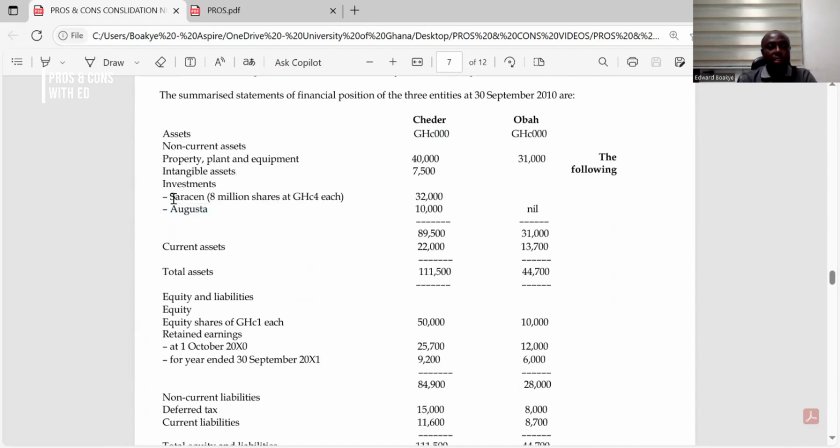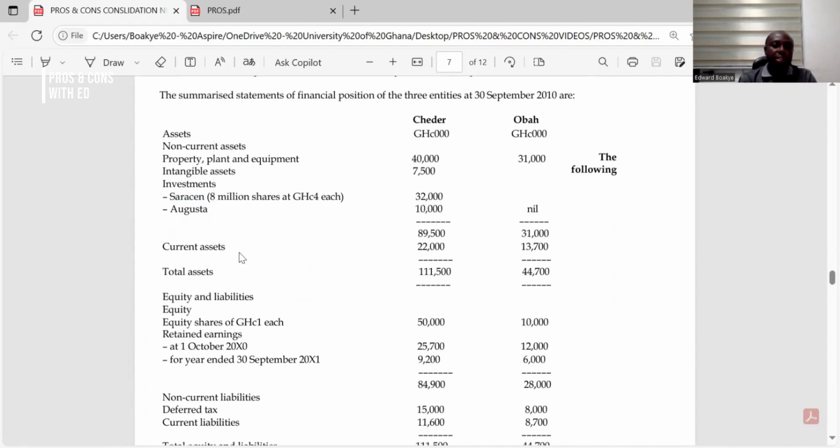So if you look at the financial statement, it means Cheddar purchased what? 8 million shares in Oba. Sorry, this is supposed to be Oba. So Cheddar purchased Oba and also purchased Fosty. So the Augusta, as you see here, is supposed to be Fosty, whilst the Saracen you see here is supposed to be for Oba.